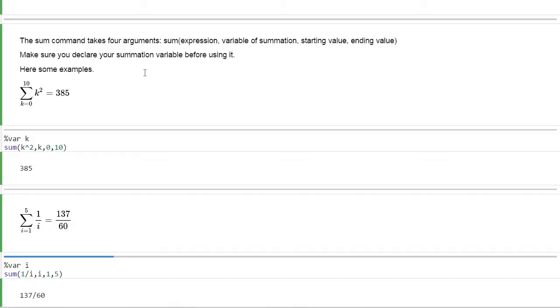Make sure you declare your summation variable before you use it. So here are some examples of the sum command. First off, we have k equals 0 to 10 of k squared. So I declared the variable k, typed in the word sum. The thing I'm trying to add up is k squared. That's the expression inside the summation notation. The index variable here is k. I start at 0, I stop at 10, I run that, I get 385.